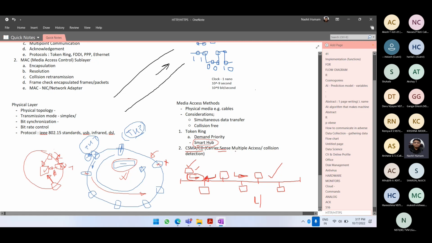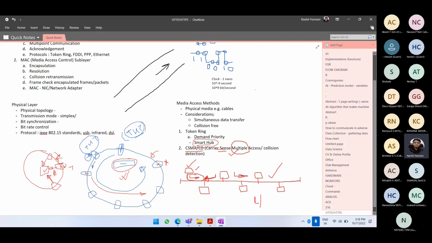Now here we have carrier sense. We are sending carrier sensing signals. It will allow multiple users to access this physical medium. But this multiple access won't be simultaneous. At the same instant, two devices cannot send their data. They can send their carrier signals, but not the data bits.